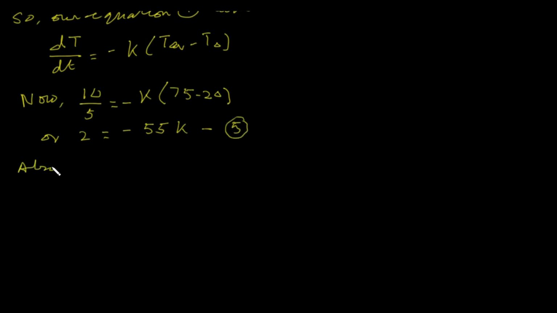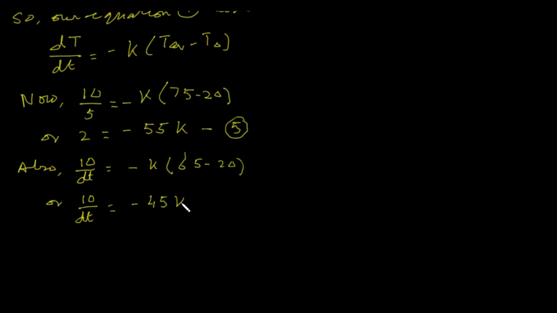Also, from the second condition, 10 divided by dt is equal to minus k times 65 minus 20, that is 10 divided by dt is equal to minus 45k, and we call this equation as equation number 6.